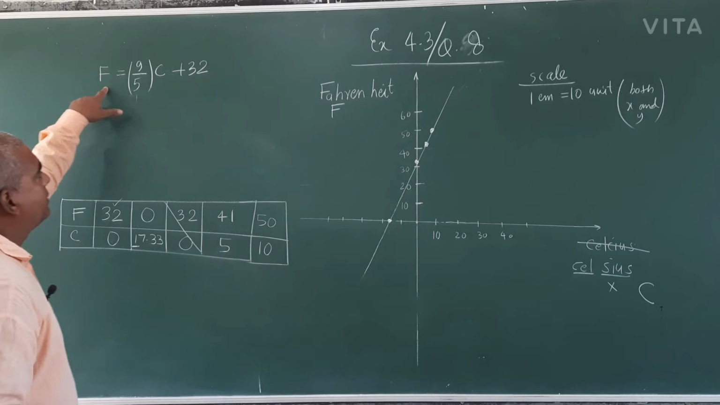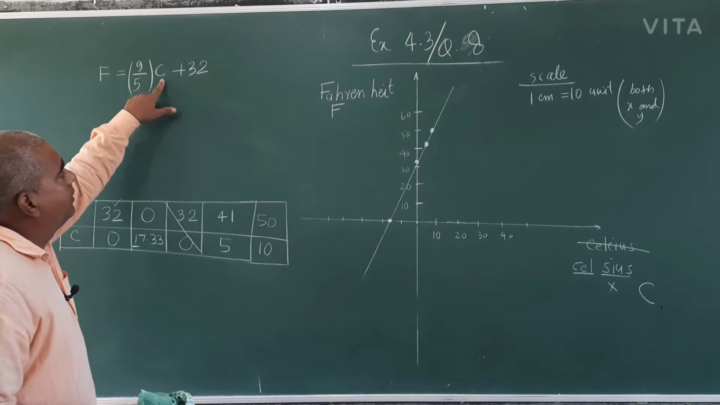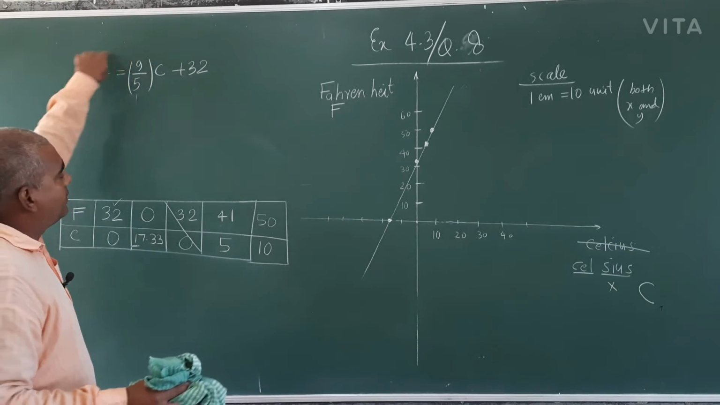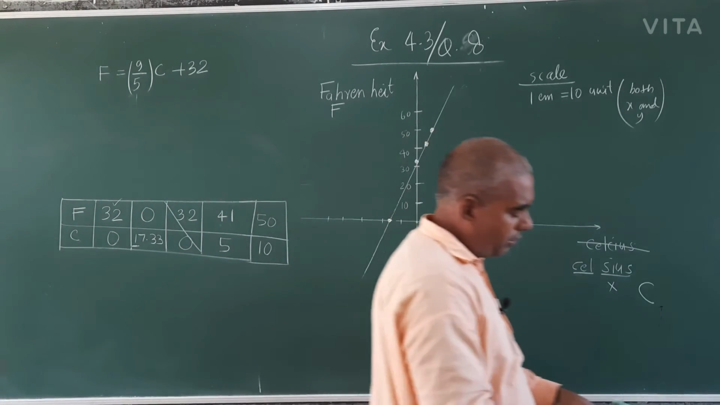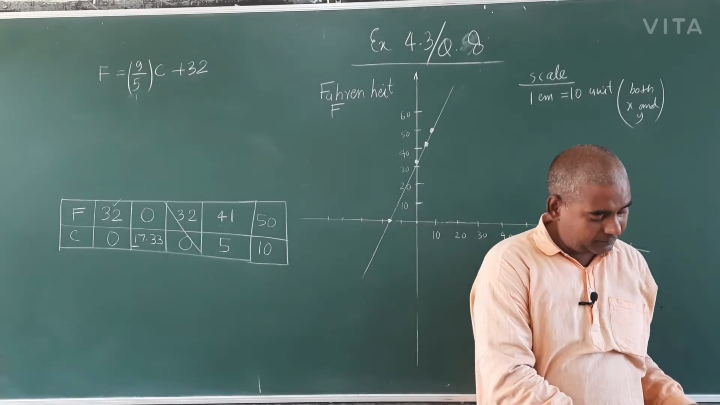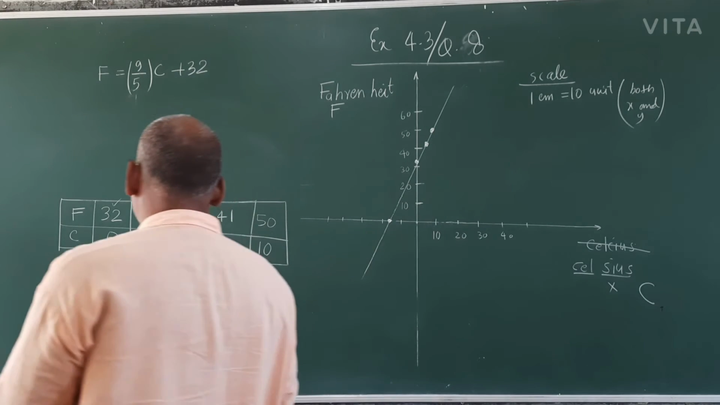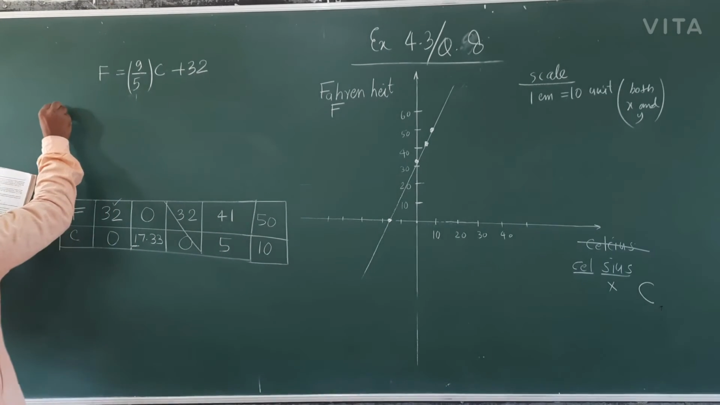We have two formulas. If C is given, you can use this formula. If F is given, use F minus 32. Okay, so question number 2 is there.